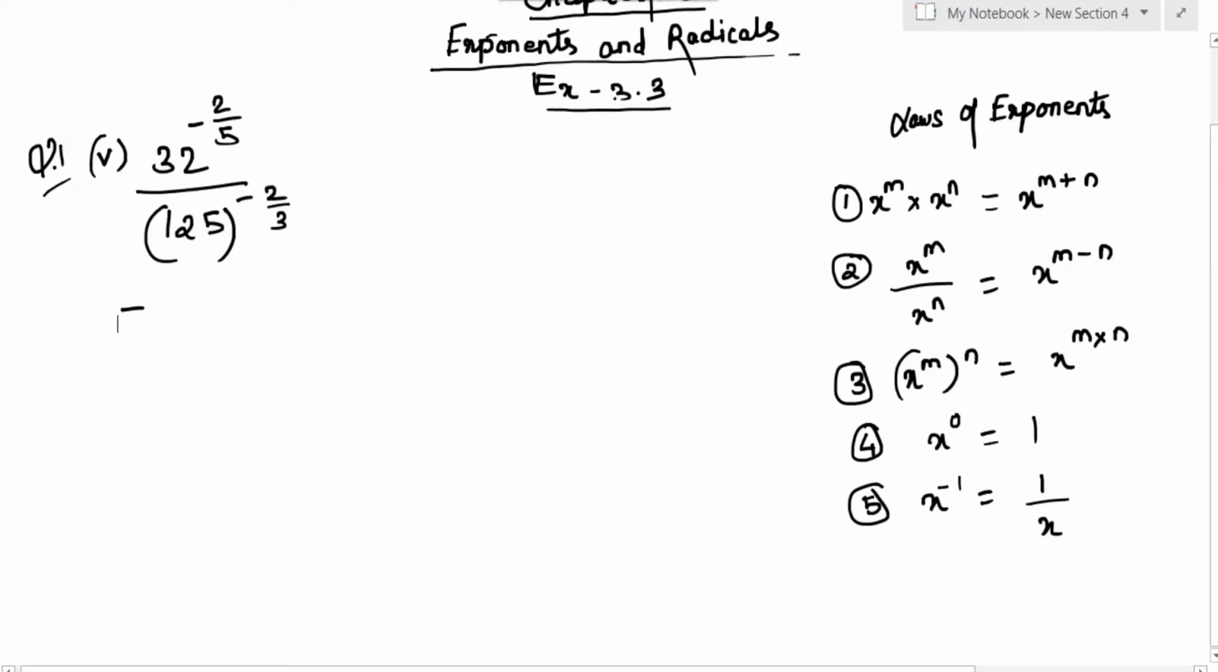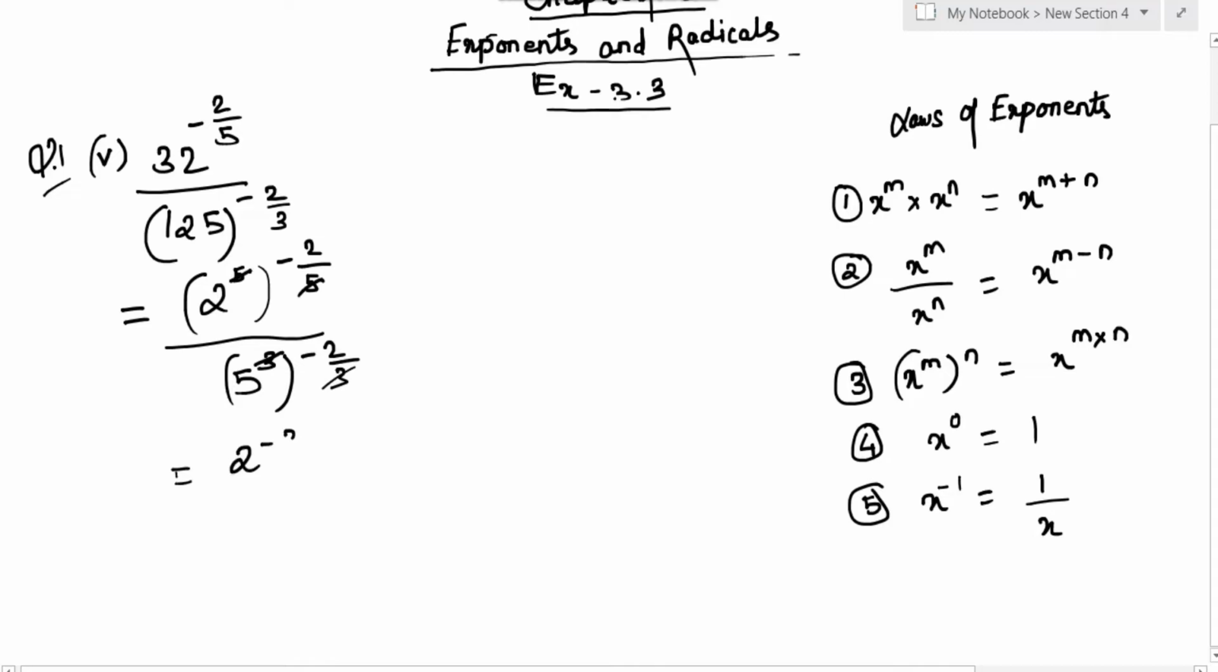Now next is the fifth part, 32 to the power minus 2 by 5 upon 125 to the power minus 2 by 3. So how are we going to solve it? We know that 32 is 2 to the power 5, into minus 2 by 5. 125, we know that it is the cube of 5, into minus 2 by 3. 3 and 3 are going to be cancelled and 5 and 5 are going to be cancelled. That will become 2 to the power minus 2 upon 5 to the power minus 2.